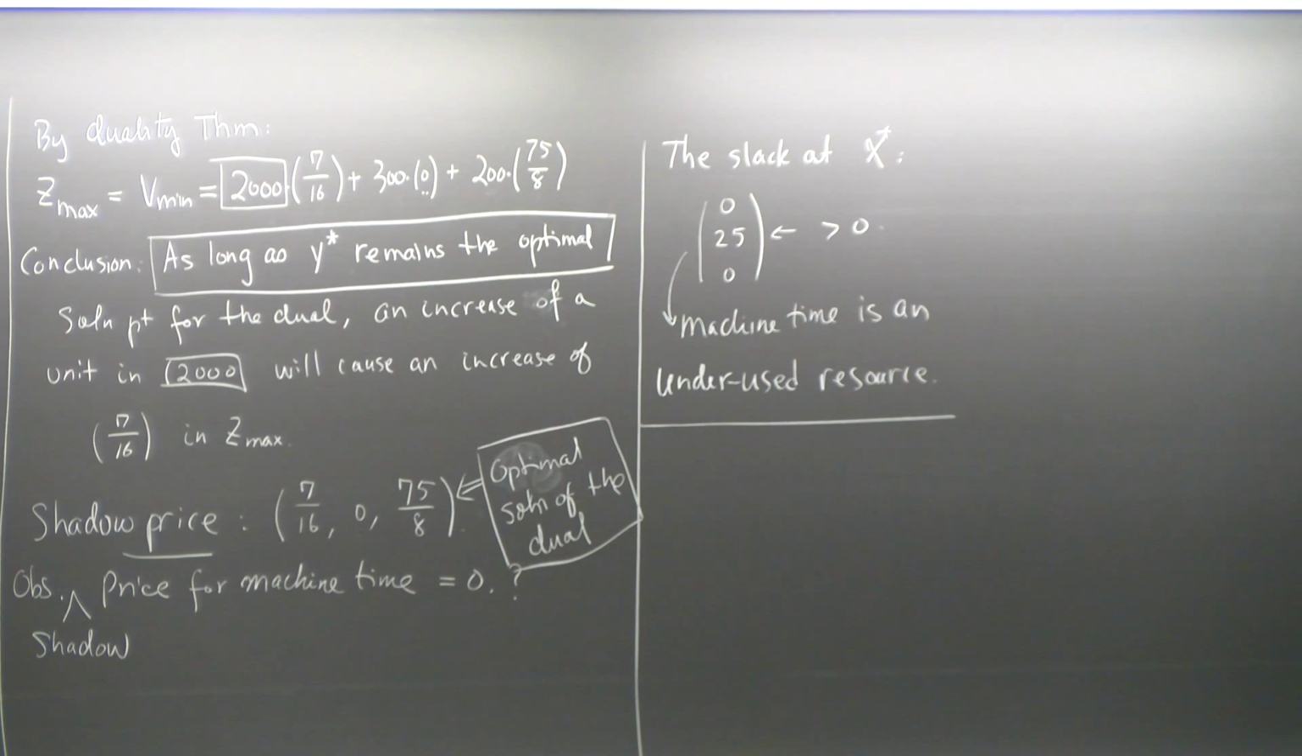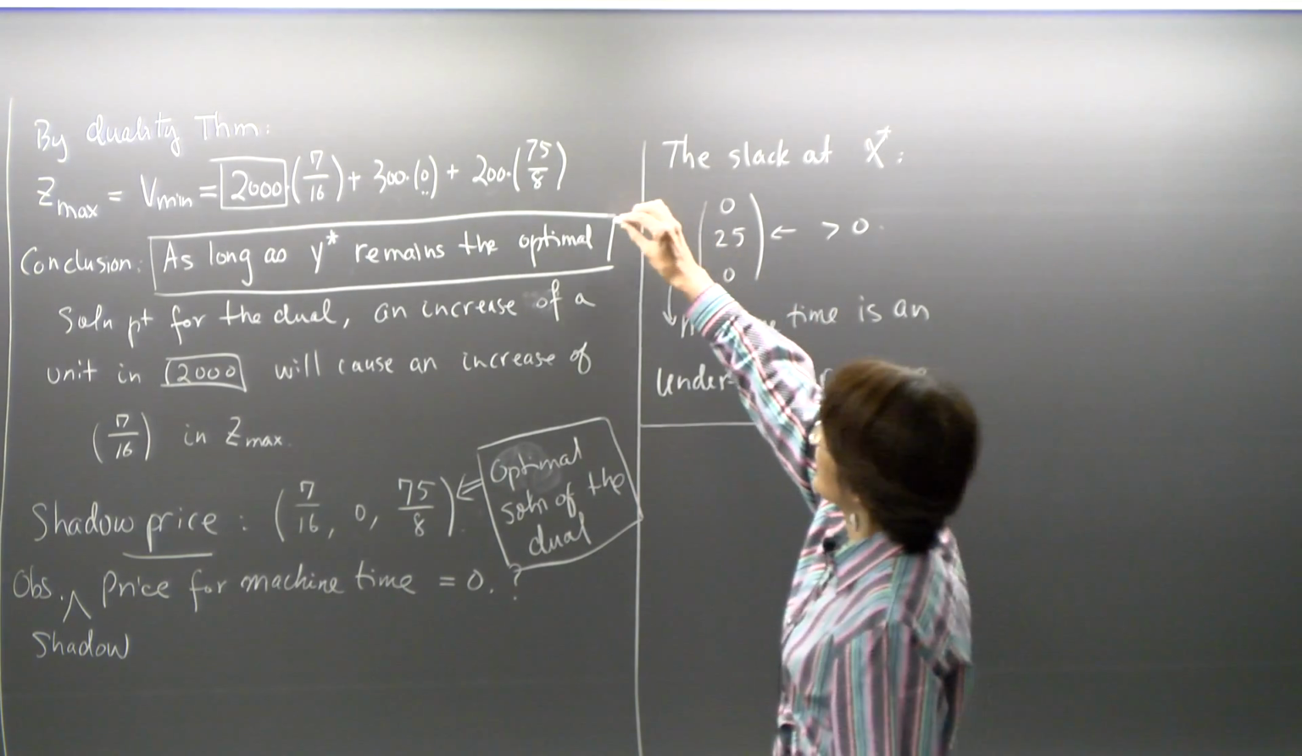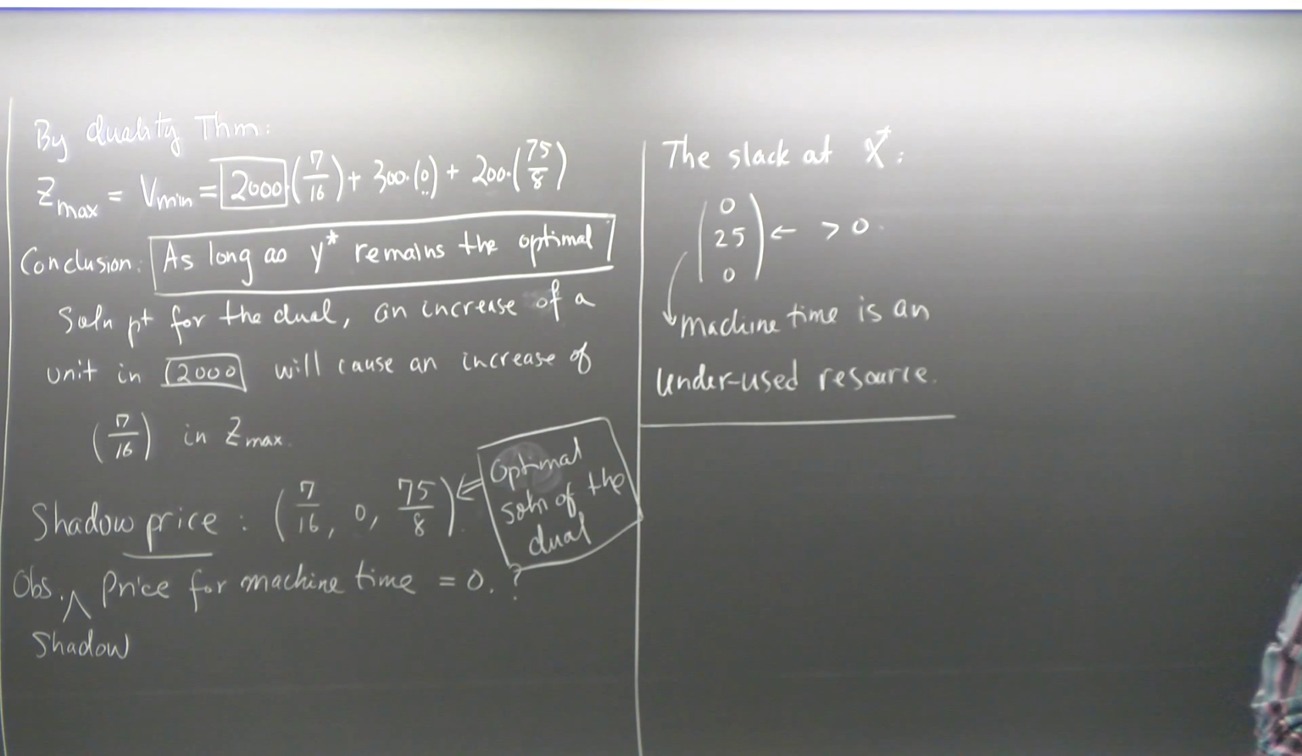Now I would like to go back to this thing that I blocked here. As long as y star remains the optimal solution, but we don't know, right? If I make a change, if it's too big, it might not be. So I don't know. And from the LP assistant, there's nowhere you can see. It just gives you the solution, and the solution of the dual you can read from the tableau, but nothing beyond that, right? From what we know so far.